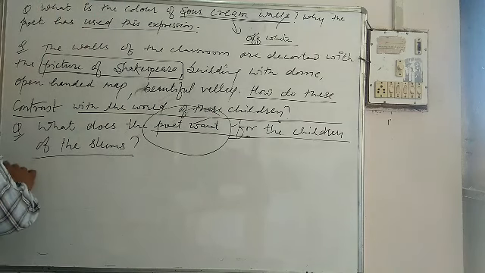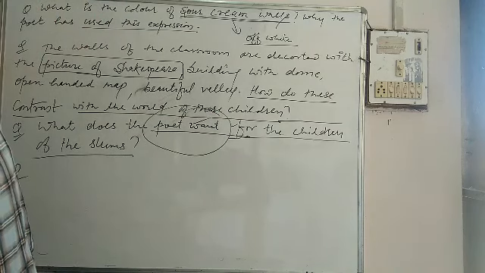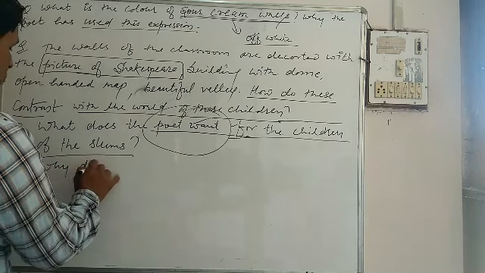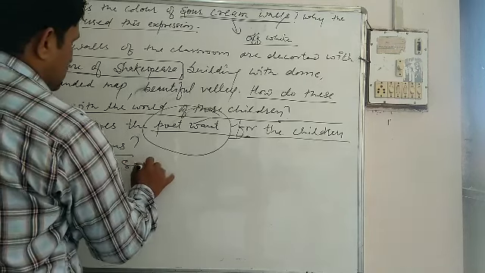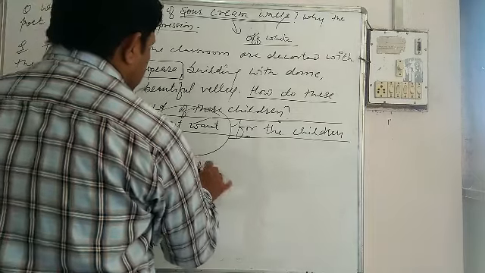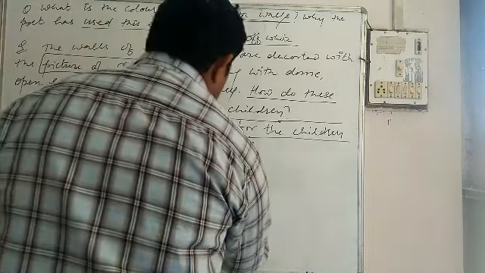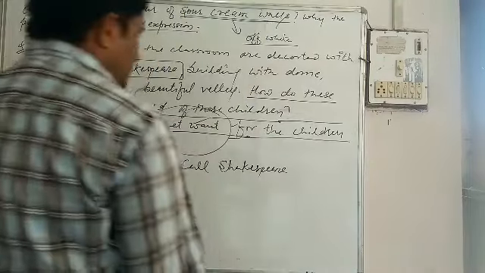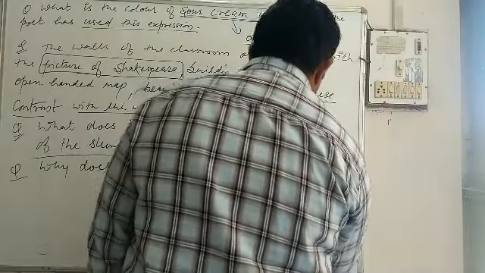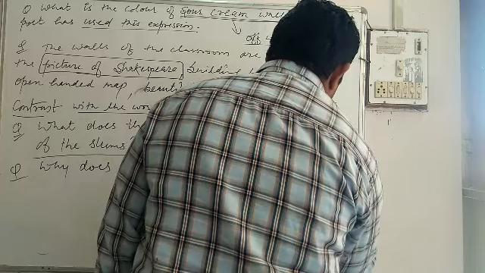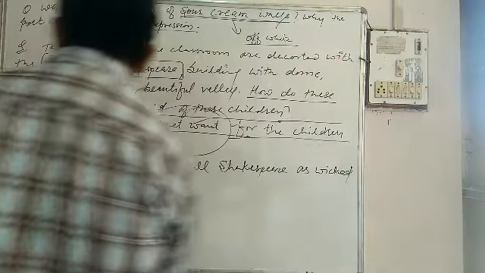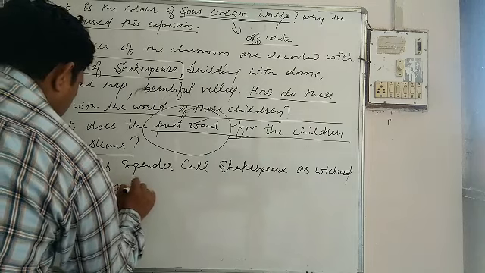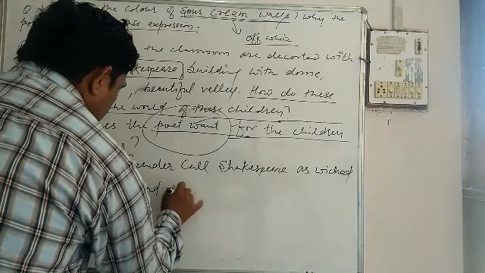You may write down such type of things. Another question: why does Spender call Shakespeare wicked and say the map made a bad example?